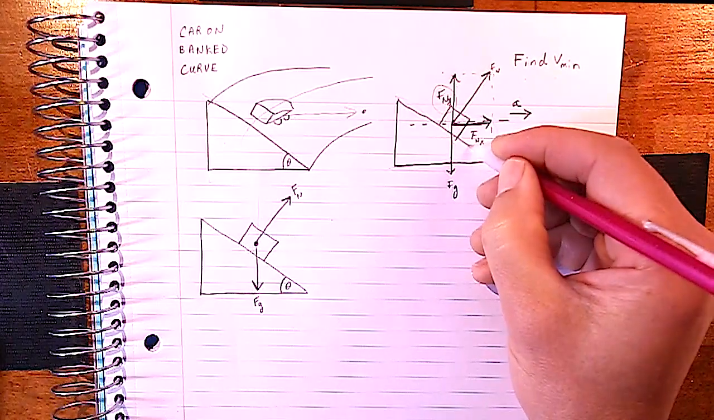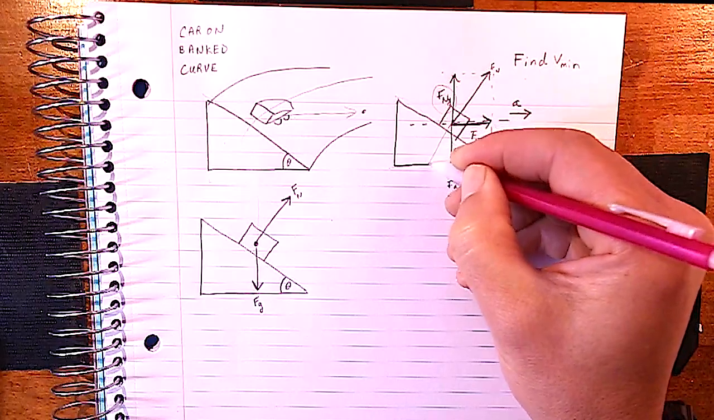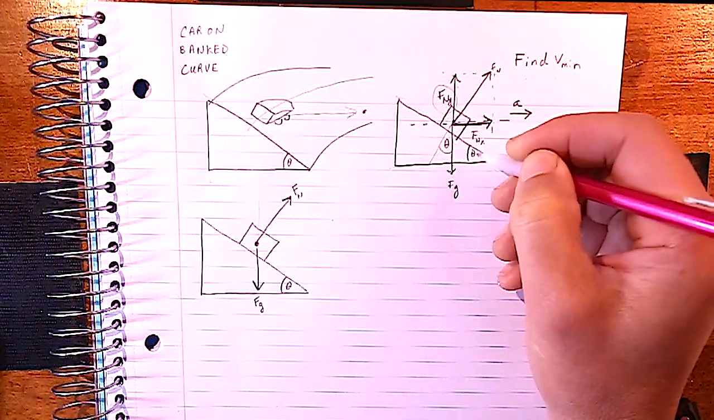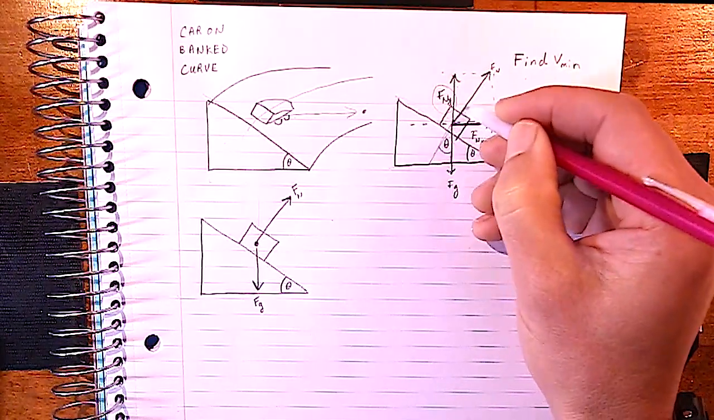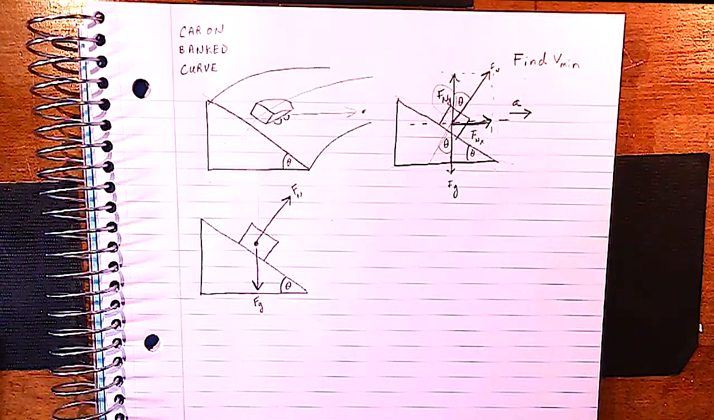Now, there's another couple of tricky things here, which is that this angle theta, as we've seen before, is equal to this angle theta, and from math, geometry, we know that these 2 must also be the same.